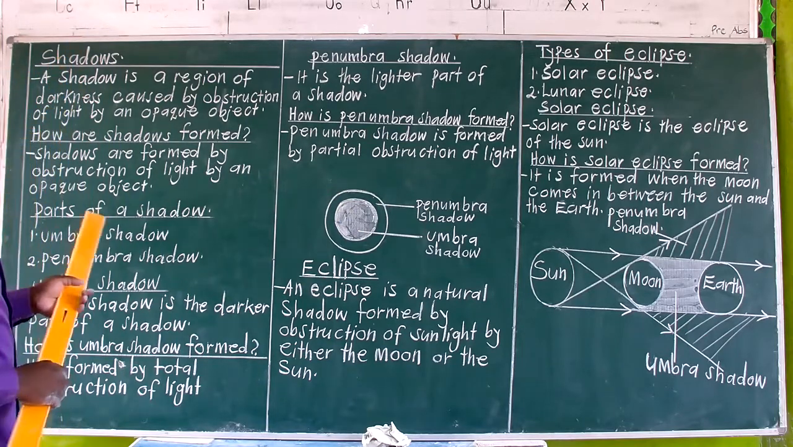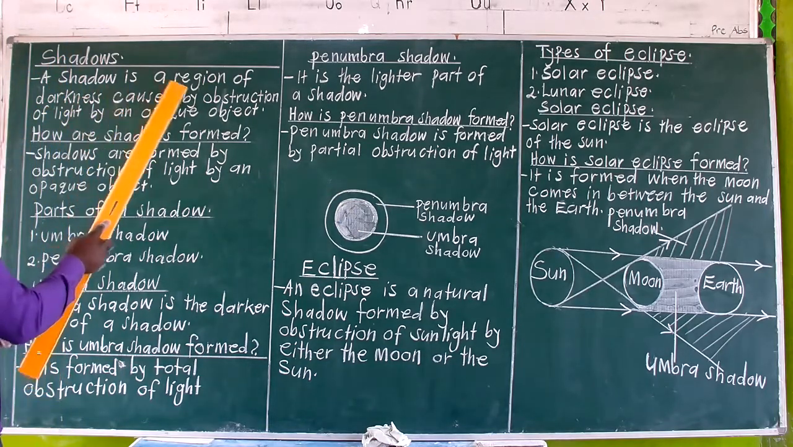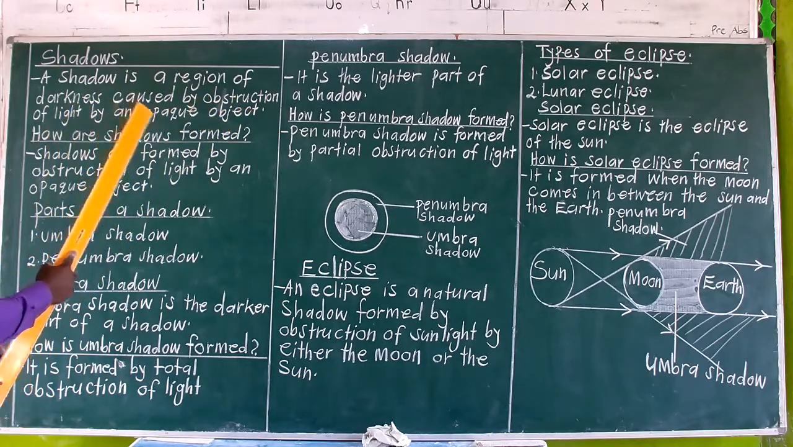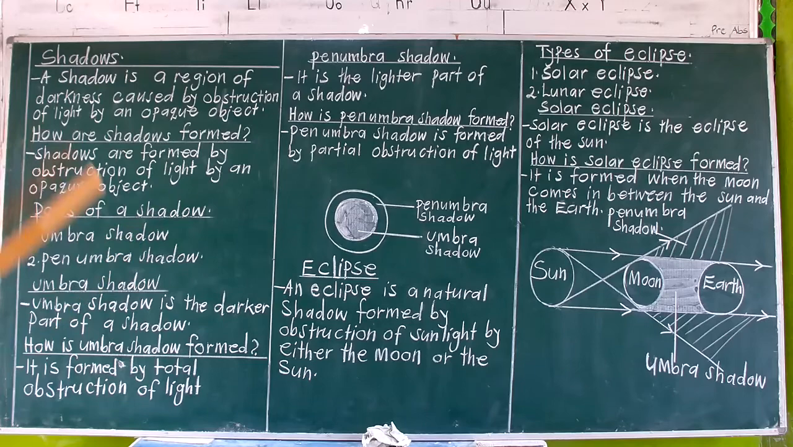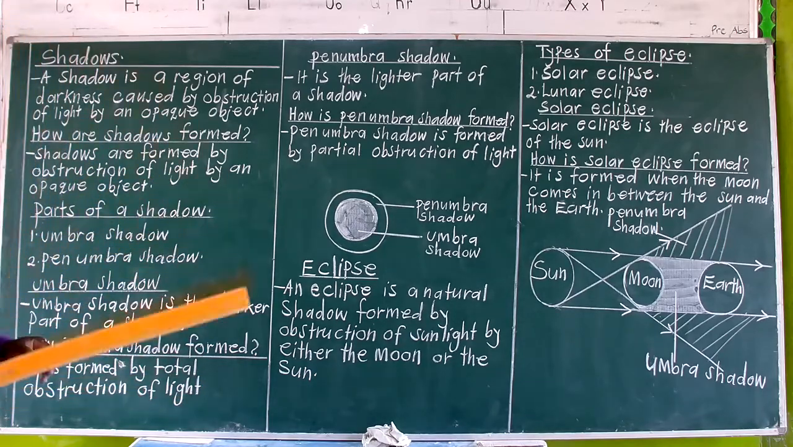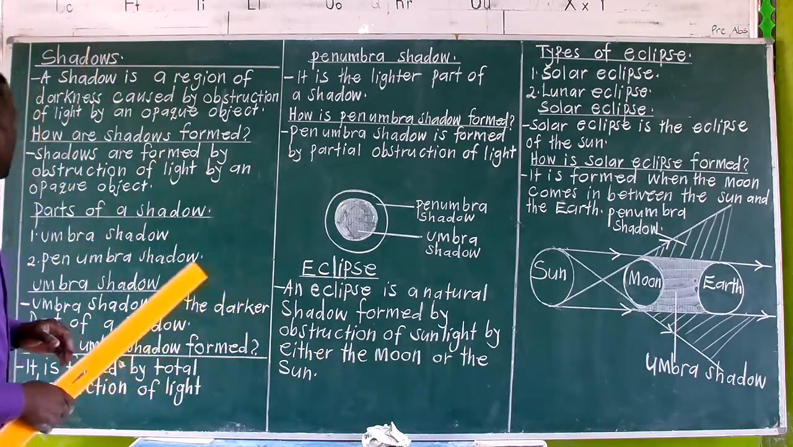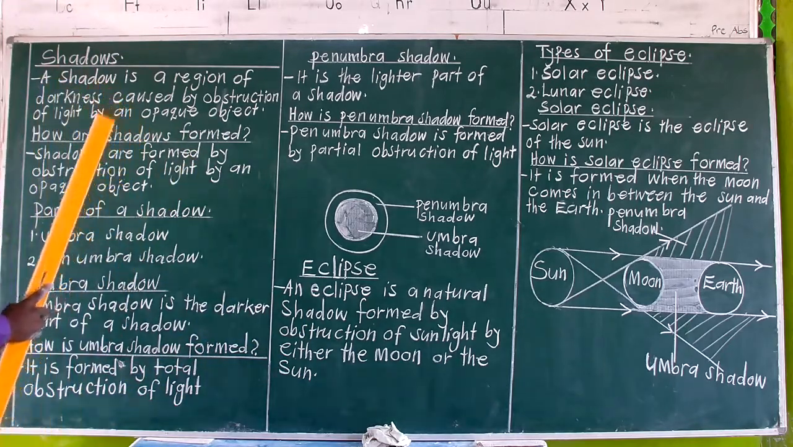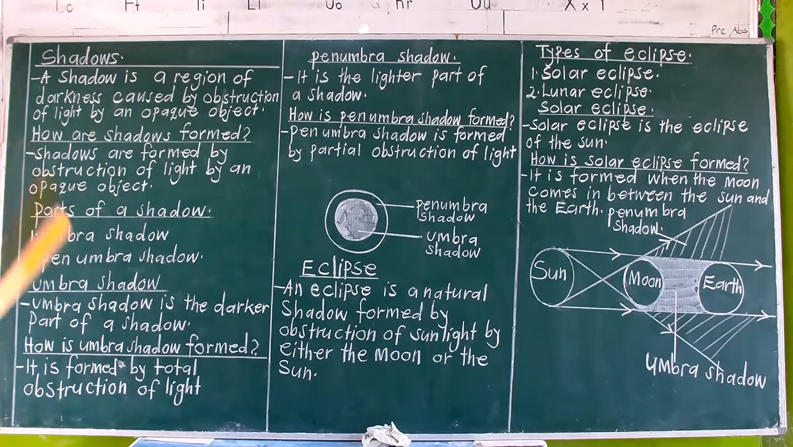What is a shadow? A shadow is a region of darkness caused by obstruction of light by an opaque object. Remember, we just said opaque objects obstruct light and form shadows. So it's a region of darkness caused by obstruction of light by an opaque object. How are shadows formed? Shadows are formed by obstruction of light by an opaque object.